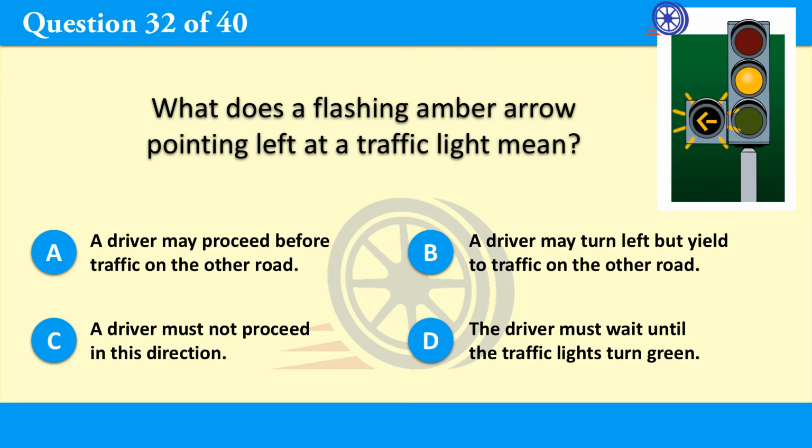What does a flashing amber arrow pointing left at a traffic light mean? A. A driver may proceed before traffic on the other road. B. A driver may turn left but yield to traffic on the other road. C. A driver must not proceed in this direction. D. The driver must wait until the traffic lights turn green.